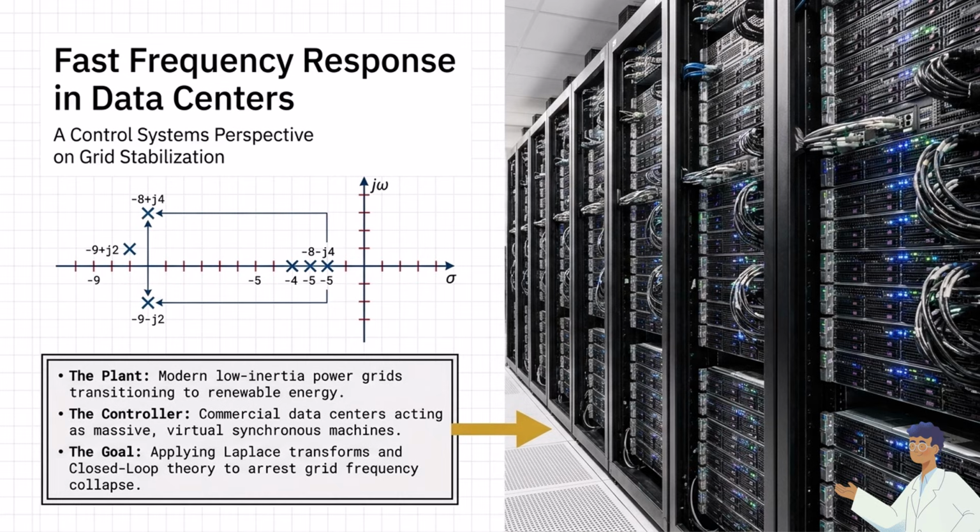What if we look at a data center not just as a load, but as a highly responsive controller capable of stabilizing our entire power grid? Today, we will apply the fundamentals of control systems, specifically closed-loop theory and the Laplace transform, to demonstrate how data centers can prevent grid frequency collapse. Let's begin by defining the plant we are trying to control.